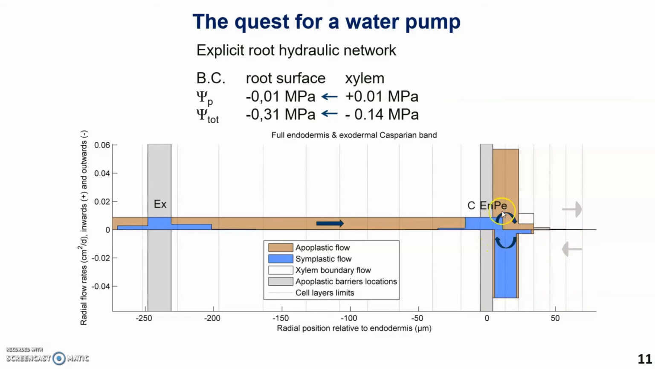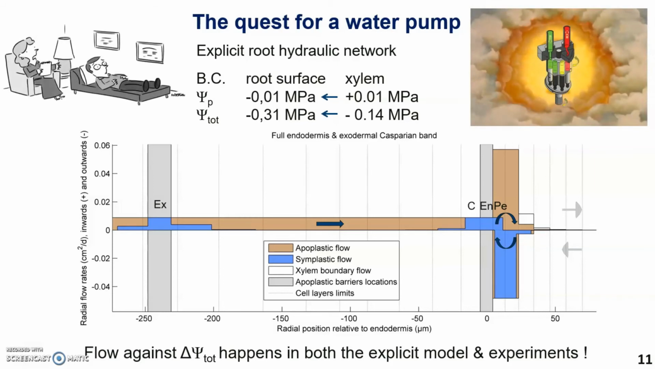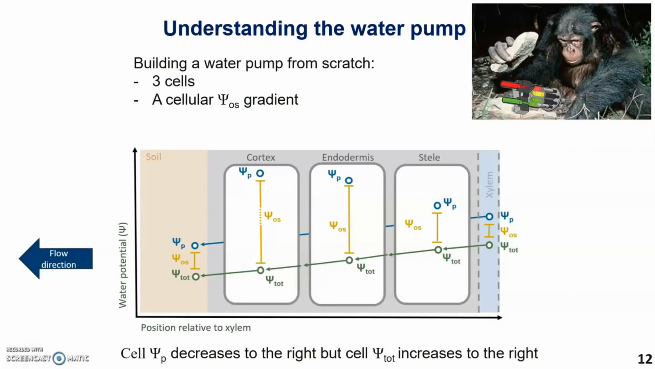Here we see some circumvention of water between the pericycle and the phloem sieve tubes, and some water leaving the cross-section through xylem vessels. The striking result here is that water flows from the root surface to xylem vessels, despite both driving forces pushing water out of the root. So the good news is that water flow uphill of water potential gradients is happening in both the model and the experiments. So we captured the water pump in the model, but the bad news is that we have no idea why.